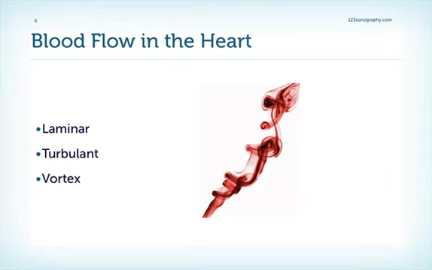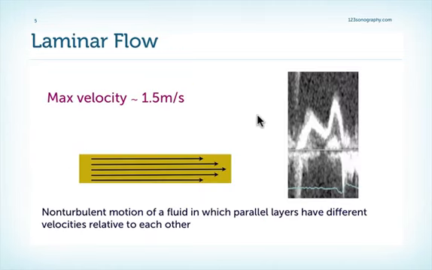Basically there are three different types of blood flow: laminar, turbulent, or vortex flow. Laminar flow is defined as non-turbulent motion of fluid in which parallel layers have different velocities relative to each other. So we have flow, which is parallel. This usually occurs in situations where the maximum velocity of blood is below 1.5 meters per second. And most flow that we have in the heart is below 1.5, unless we have some form of pathological state.